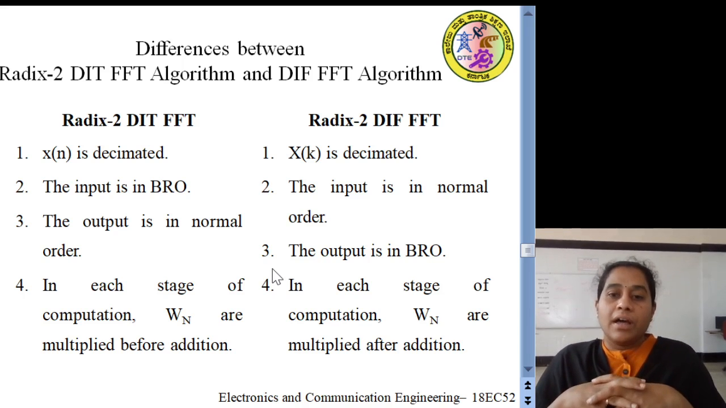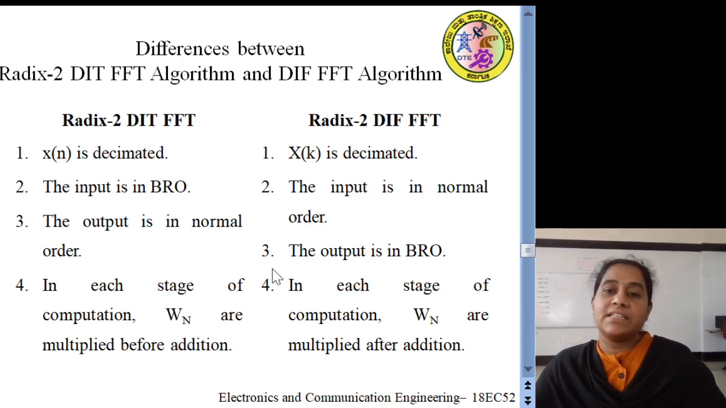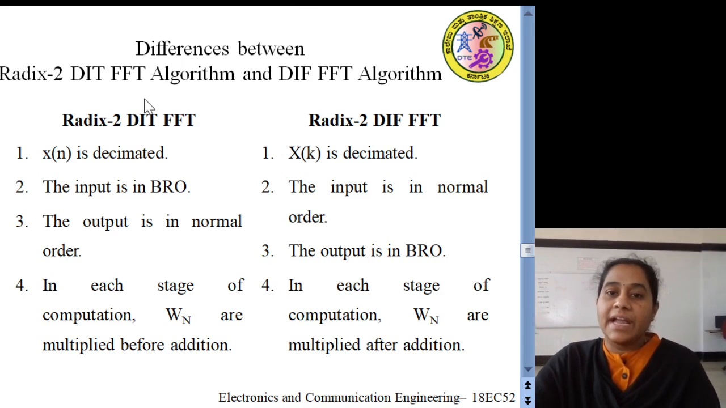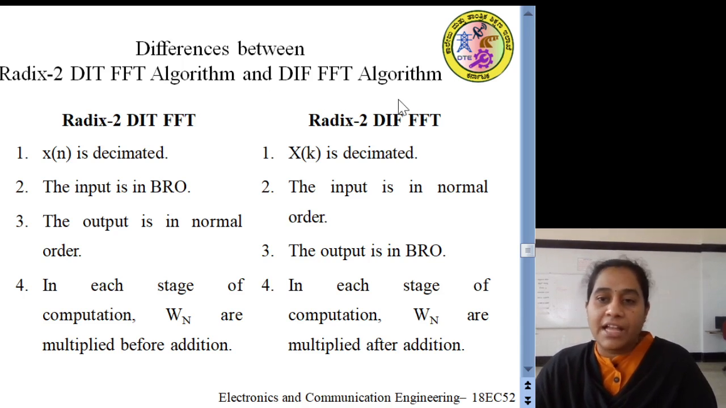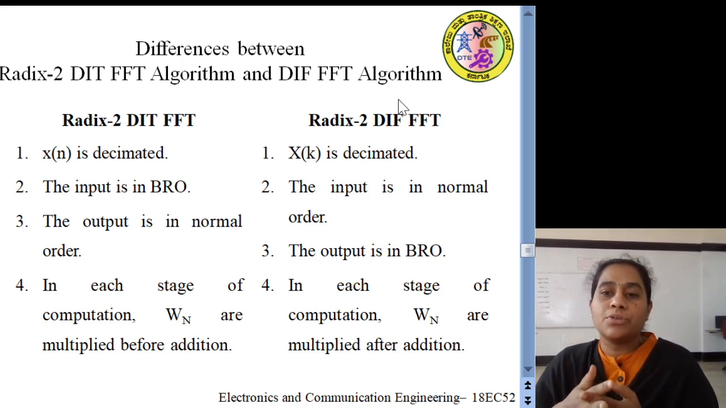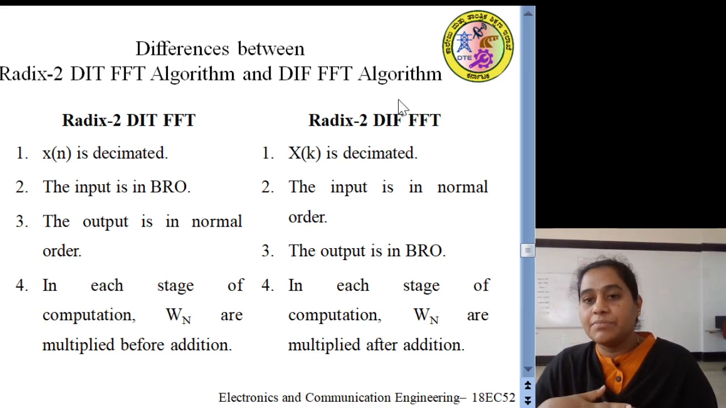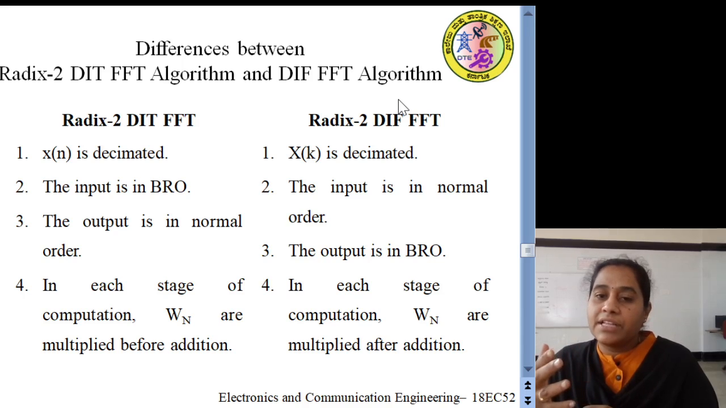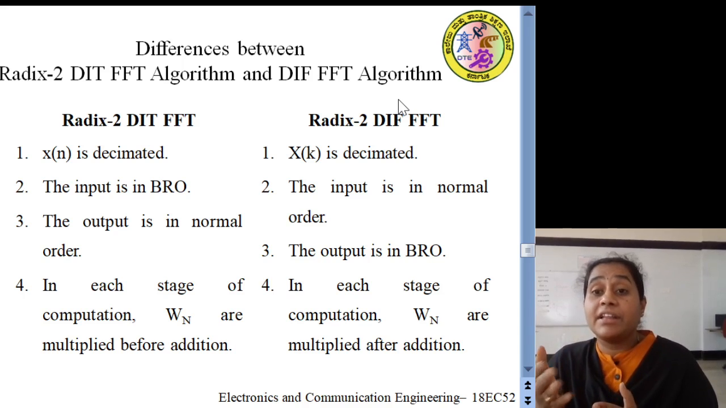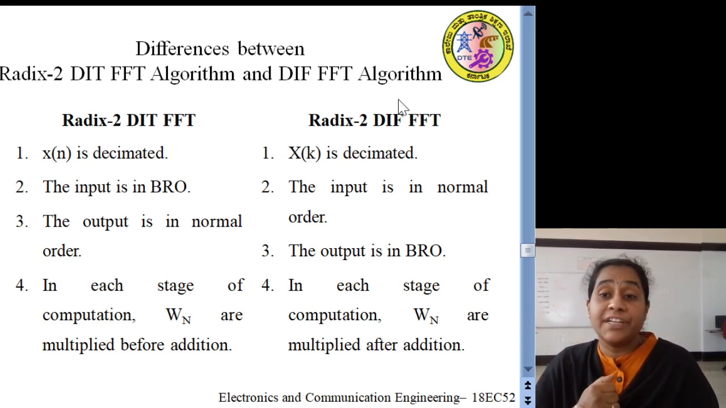Now let us see some of the differences between the radix 2 DIT FFT algorithm and the radix 2 DIF FFT algorithm. As we know, these two come under radix 2 FFT algorithms, which again come under the divide and conquer approach of finding the DFT. As we know, these two algorithms were given by Cooley and Tukey in their work on the FFT algorithm. We can consider this whenever the value of N is a composite number.